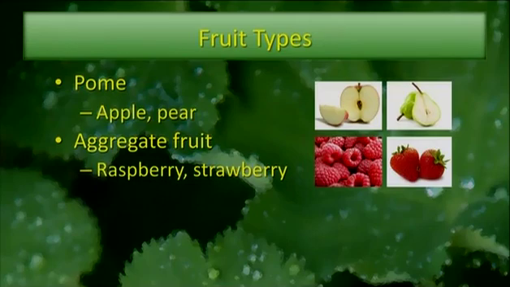And strawberries are not just aggregate fruits, they're also known as accessory fruits, because the so-called little seeds on the outside are actually individual fruitlets called achenes, and they're all on the outside of receptacle tissue. So it's an aggregate fruit, it's also an accessory fruit.